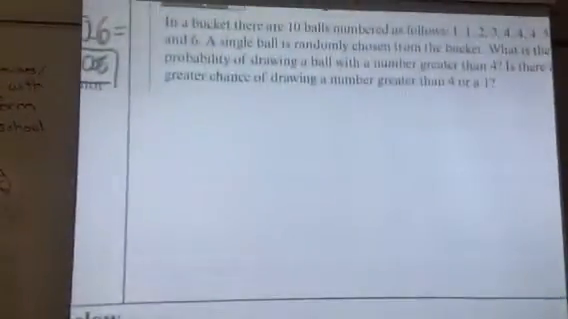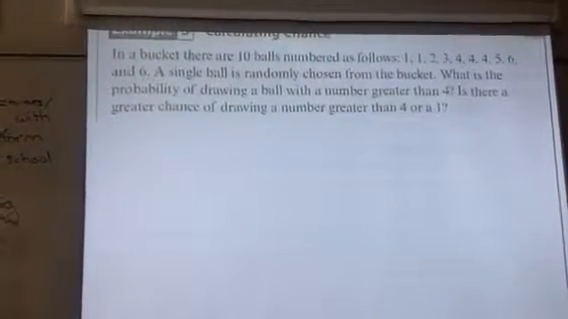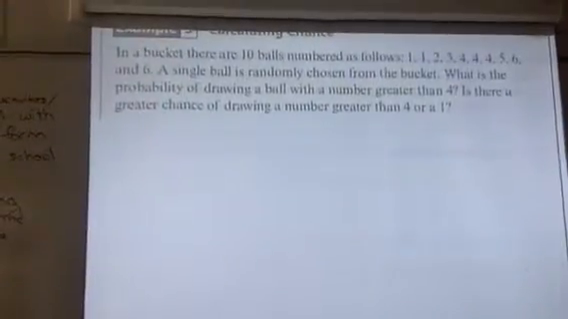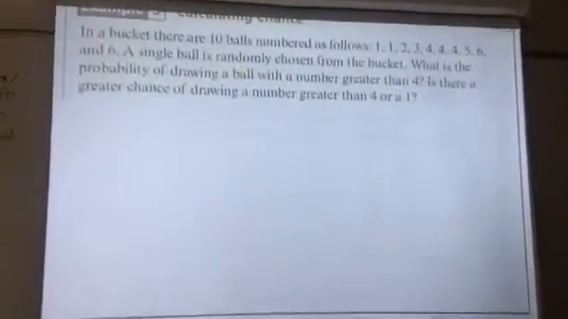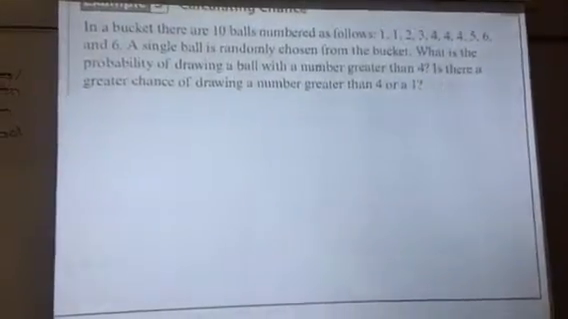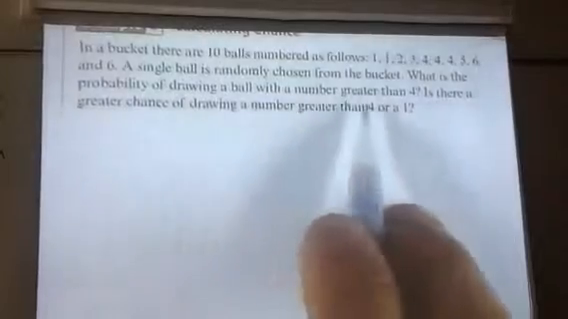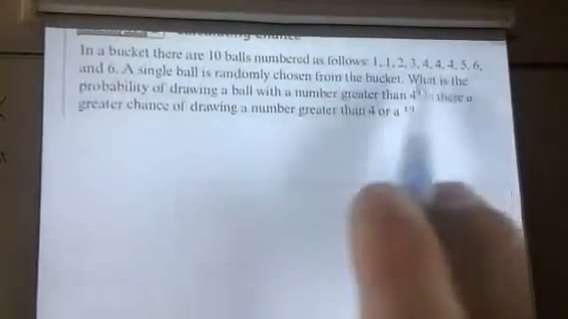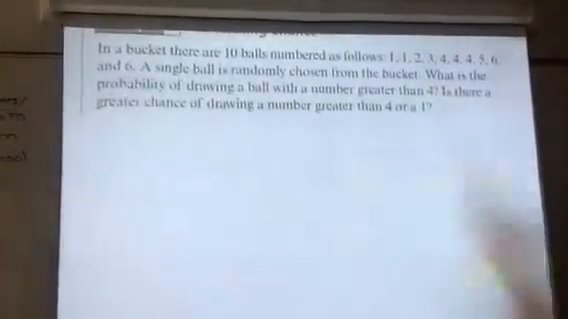Alright, last problem. In a bucket there are 10 balls numbered as follows. 1, 1, 2, 3, 4, 4, 4, 5, 6, and 6. A single ball is randomly chosen from the bucket. What is the probability of drawing a ball with a number greater than 4? Is there a greater chance of drawing a number greater than 4 or a 1? Okay, well, first thing, what is the probability of drawing a ball with a number greater than 4? I got to figure out how many numbers are greater than 4. Well, 5, 6, and 6.